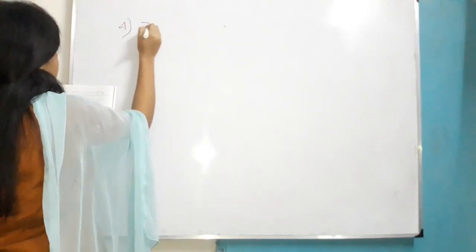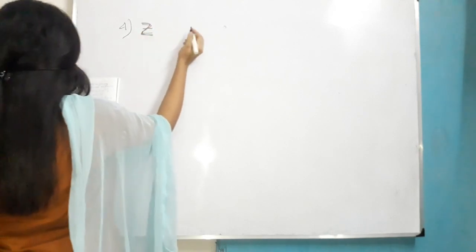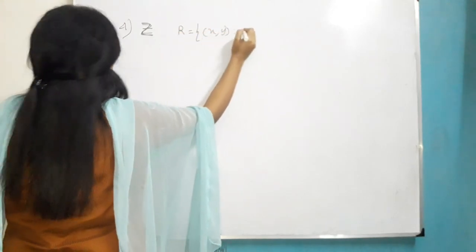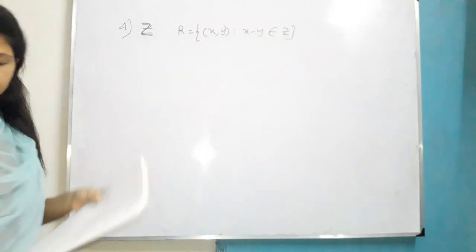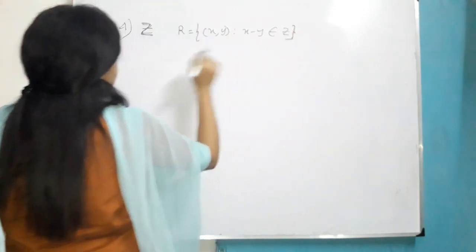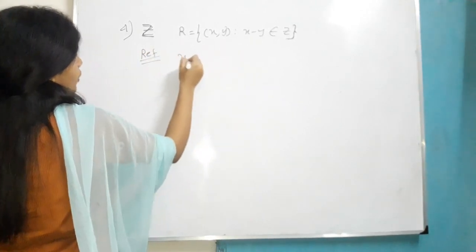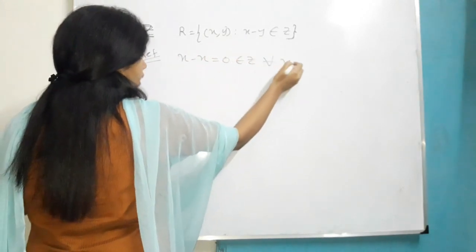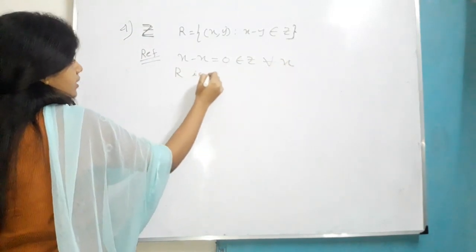I have taken the set Z here. You know already, that means the set of integers. R equals (x, y) such that x minus y is also an integer. Now, first I will take reflexive. I will just replace y by x. So x minus x equals 0. 0 belongs to Z for all x. That means for all x the relation is true. So we can say R is reflexive.